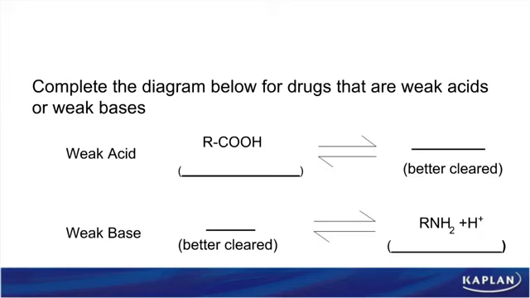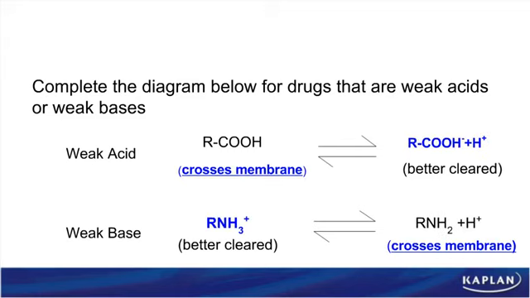Complete the diagram below for drugs that are weak acids or weak bases. Weak acid or weak base drugs are going to exist in 2 forms, non-ionized or ionized. For the weak acid, the non-ionized form is RCOOH. It's the acid drug with a hydrogen attached to that carboxyl group. Since this molecule has no charge, it easily crosses membranes.